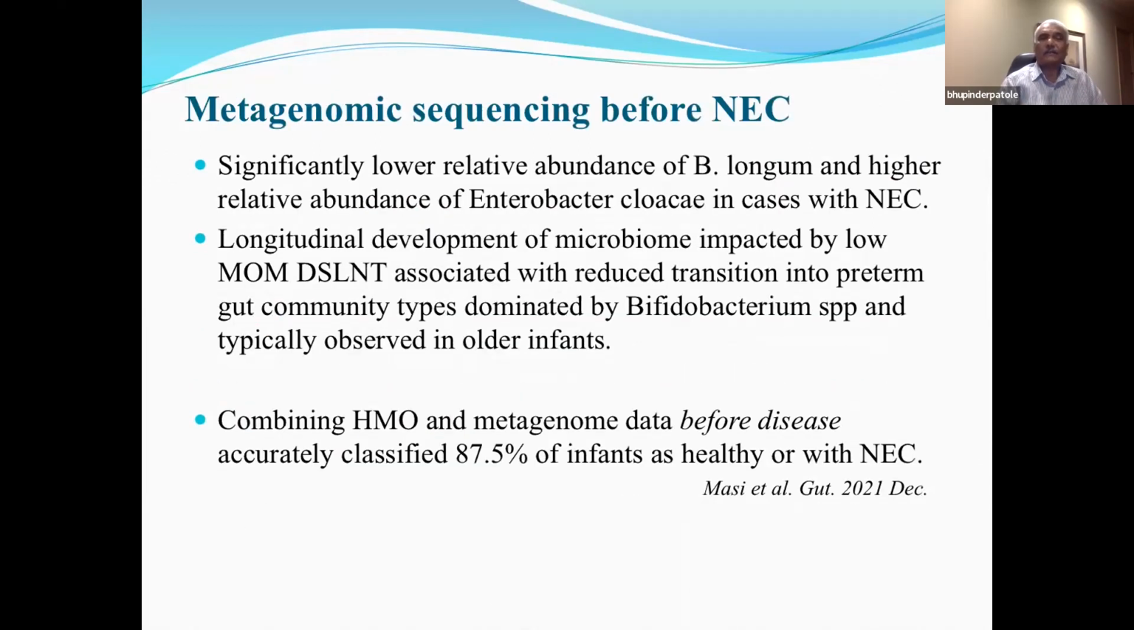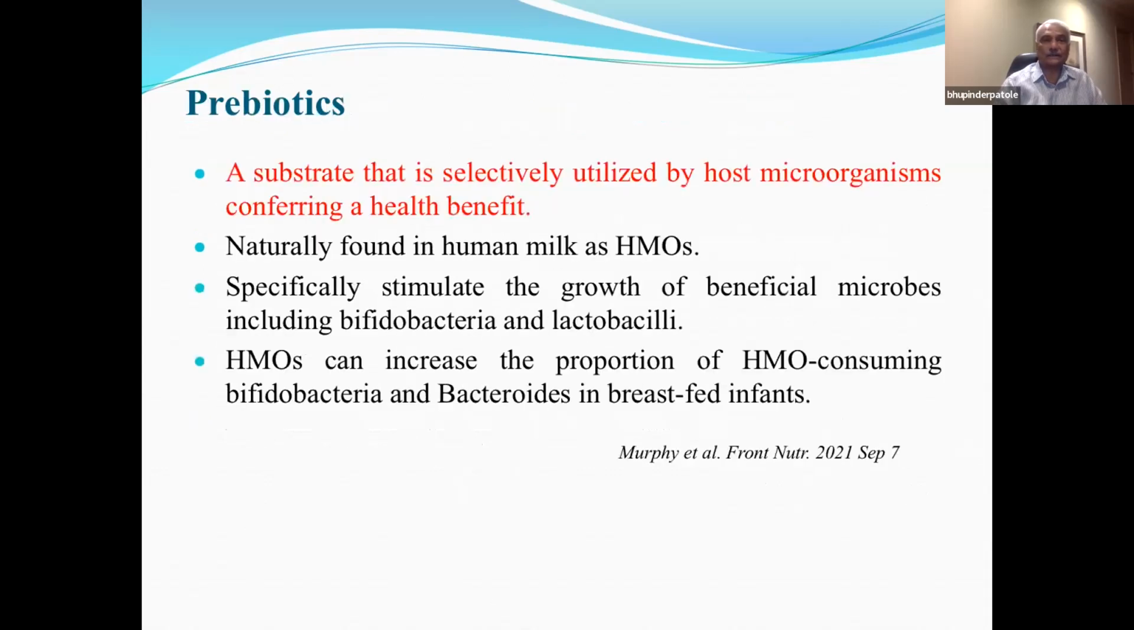And at the end of this slide, you can have a look that they did something called the random forest analysis, a complicated term that we use in bioinformatics studies. So basically what it means, if you combine the human milk oligosaccharide composition data with the metagenomic data from the fecal bacteria, before the development of NEC, this particular pathway was able to accurately classify infants as healthy or with necrotizing enterocolitis at a level of nearly 88%. So DSLNT levels in the mom's milk might be a good future biomarker for early prediction of necrotizing enterocolitis, so that other precautions can be taken to reduce the risk of the illness.